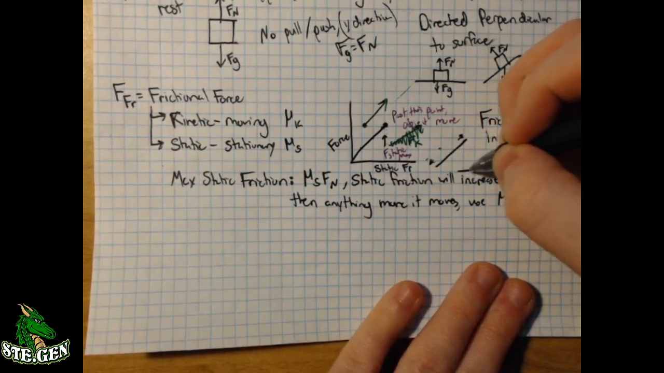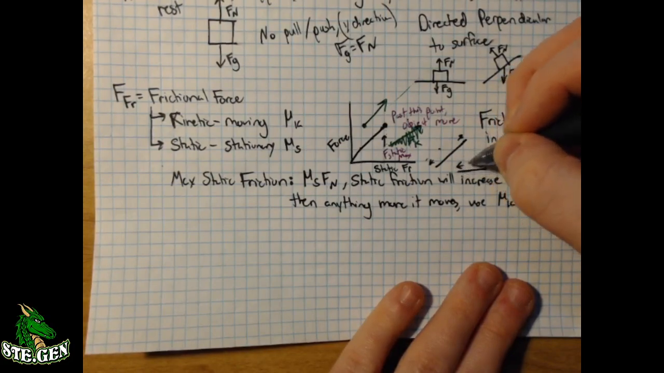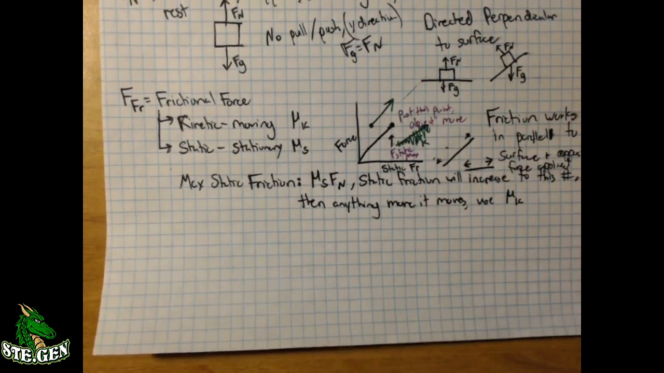Same thing if it's on flat ground. It's either going to act to the left or to the right. It just depends. If you're pushing it to the right, friction acts to the left. If you're pushing it to the left, friction acts to the right.